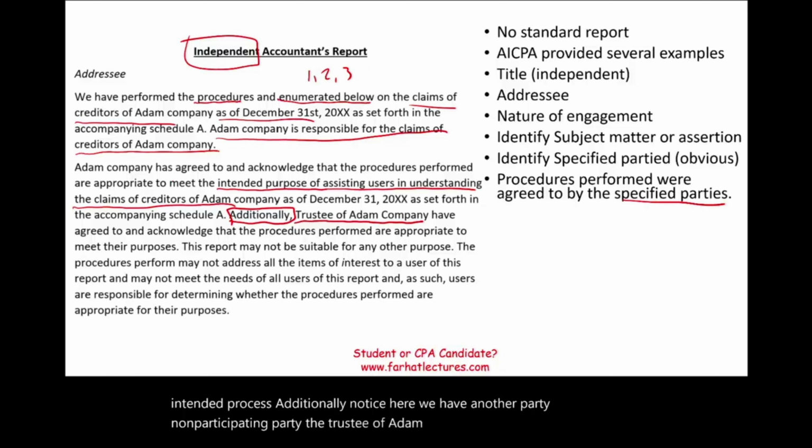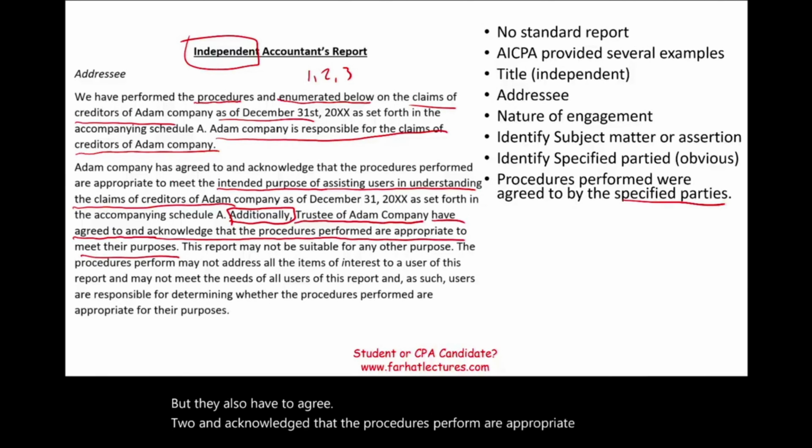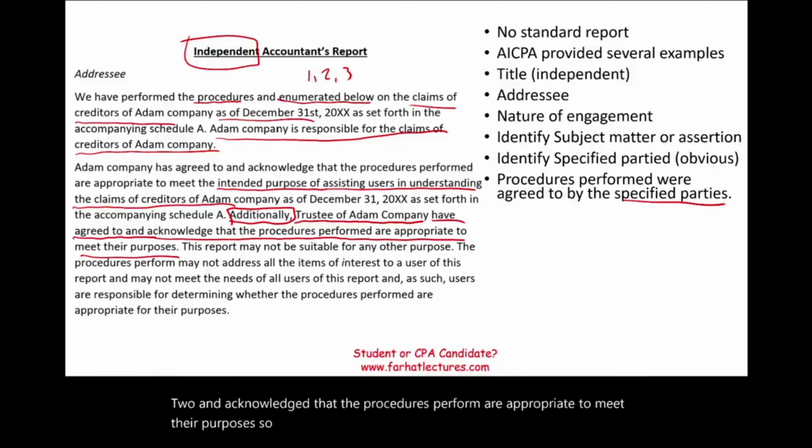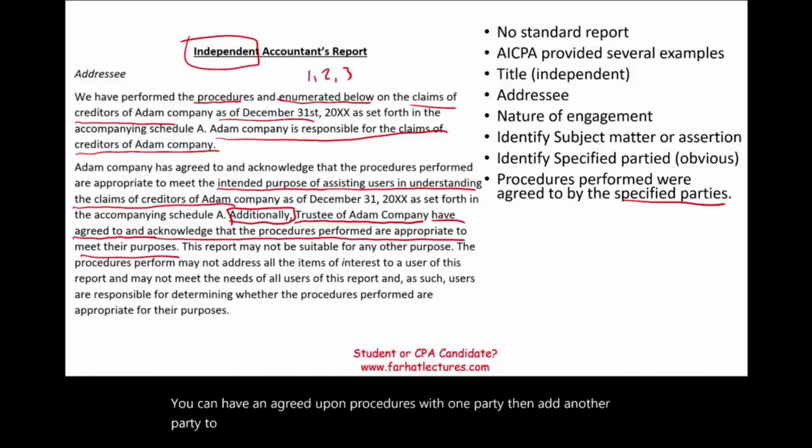So you can add a non-participating party, but they also have to agree to and acknowledge that the procedures performed are appropriate to meet their purposes. So you can have an agreed upon procedures engagement with one party, then add another party to the report as a user of that report, as long as that other party agreed to and acknowledged that the procedures performed are appropriate.